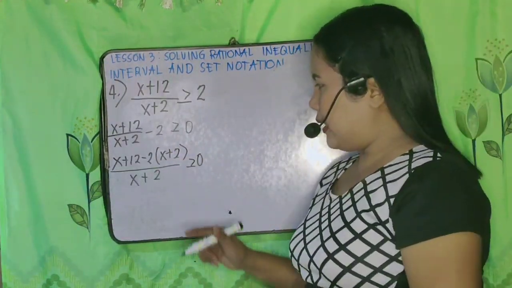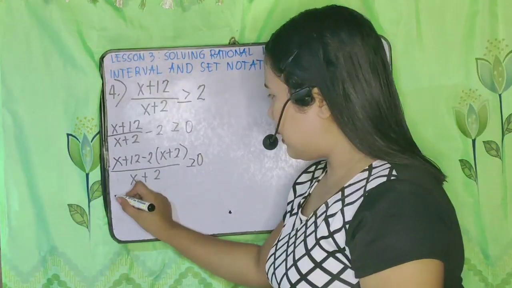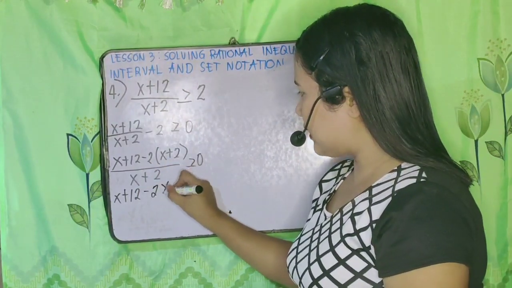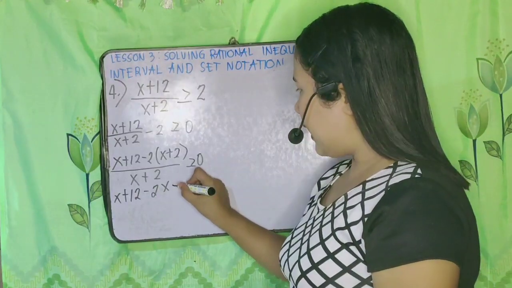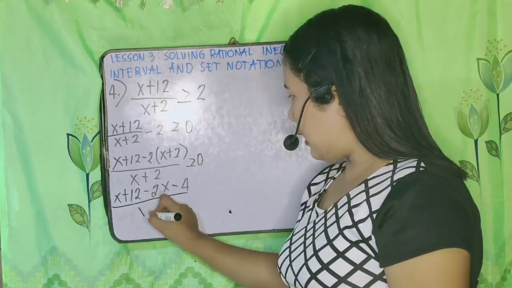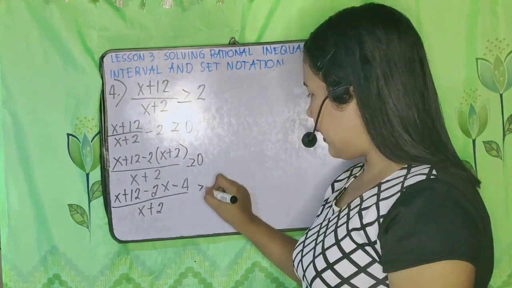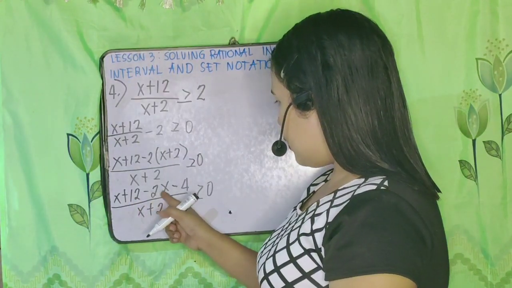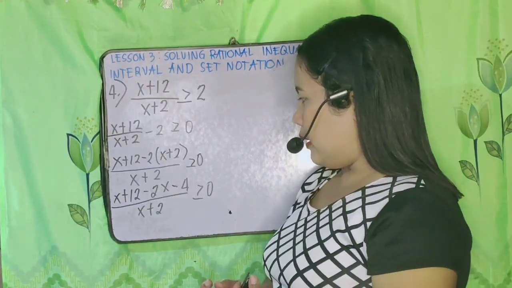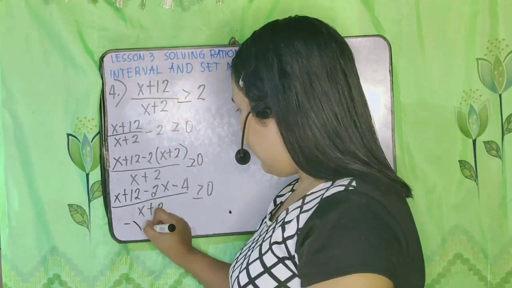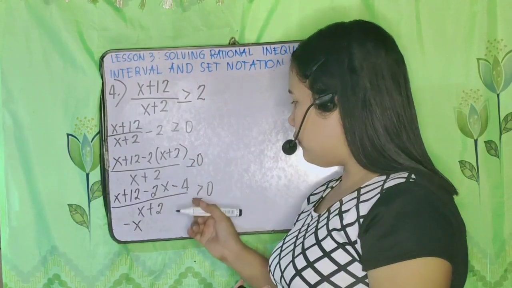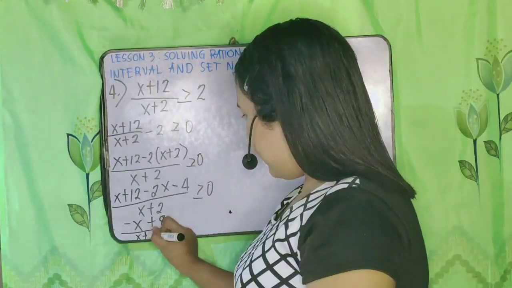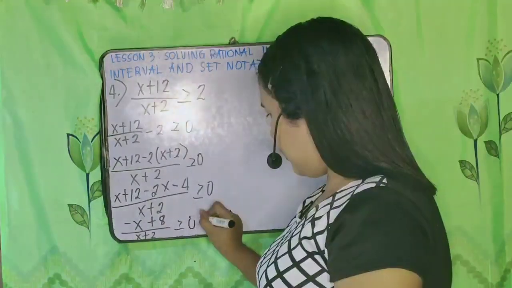Distribute na natin yung negative 2. Copy x plus 12, and then negative 2 times x, we have negative 2x. Then, negative 2 times positive 2, we have negative 4 over x plus 2, greater than or equal to 0. And then, combine like terms. X minus 2x, may katabing 1 yung x, so 1 minus 2, we have negative x, then positive 12 minus 4, so our answer is positive 8 over x plus 2 greater than or equal to 0. Ito na po yung sagot natin.